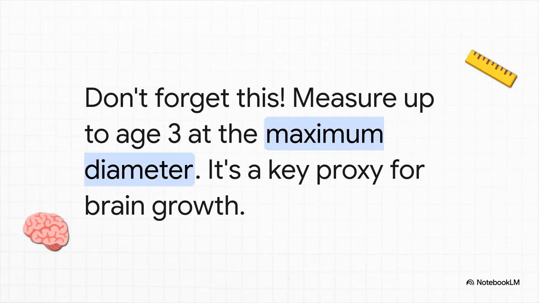And please, whatever you do, do not forget the head circumference. In those first 3 years of life, it is our best clinical proxy for brain growth. A changing trajectory here can be the very first sign of a pretty significant neurological issue.